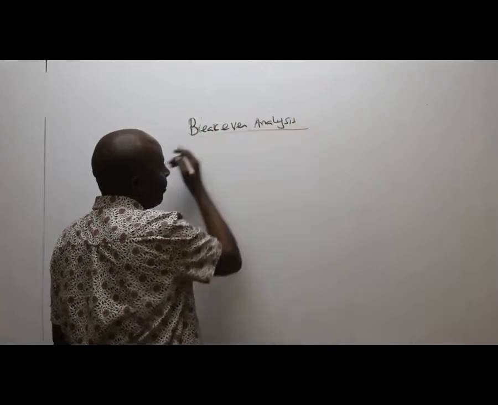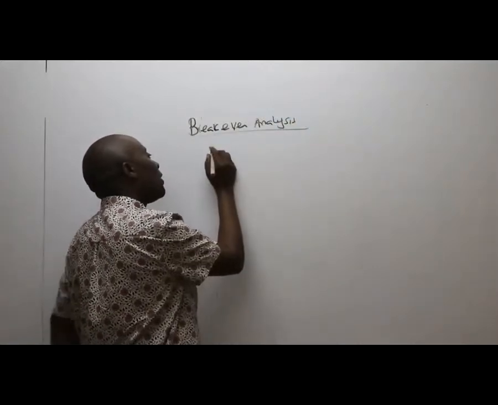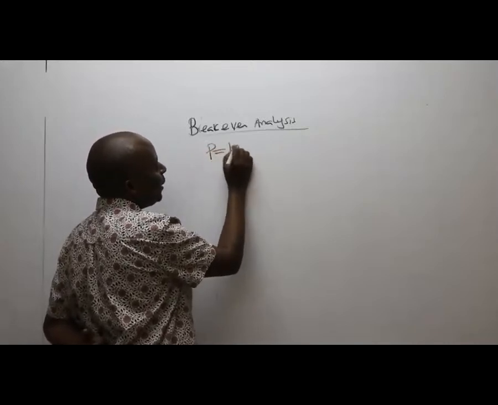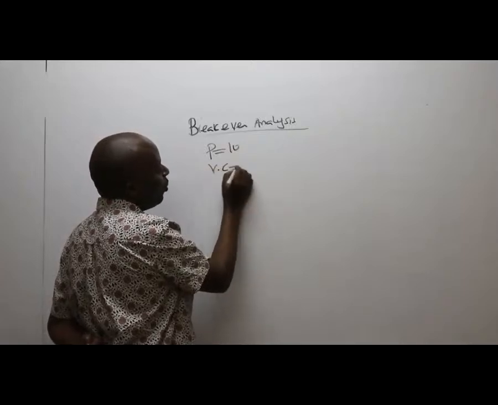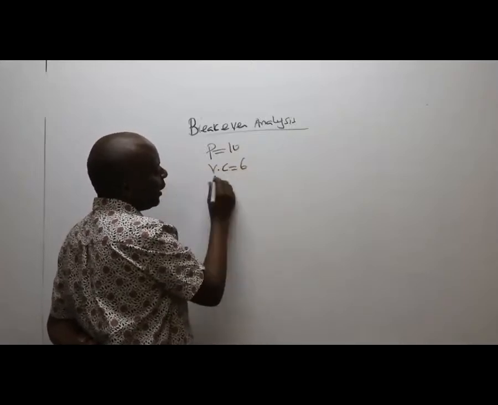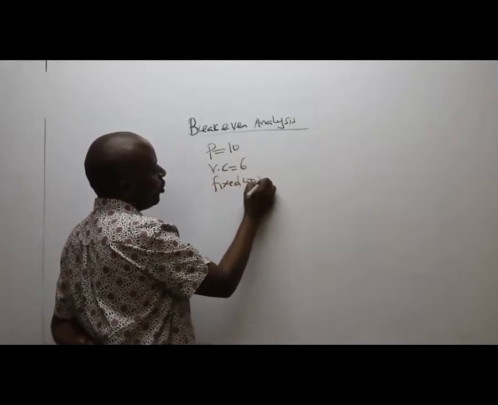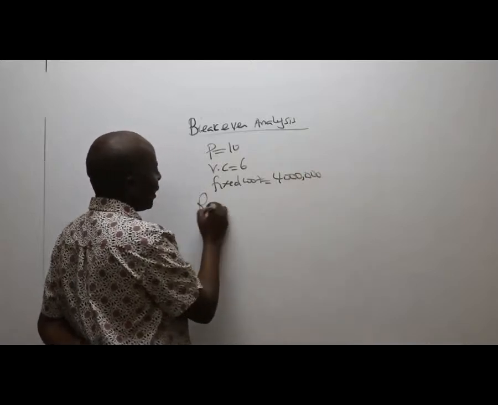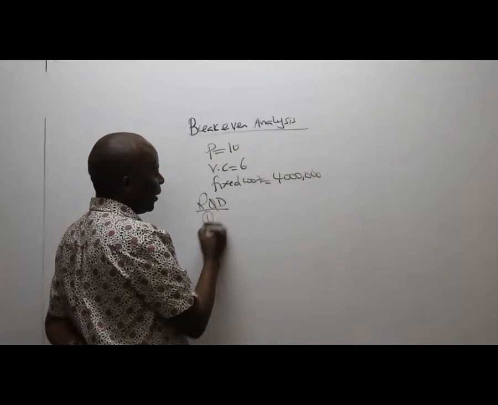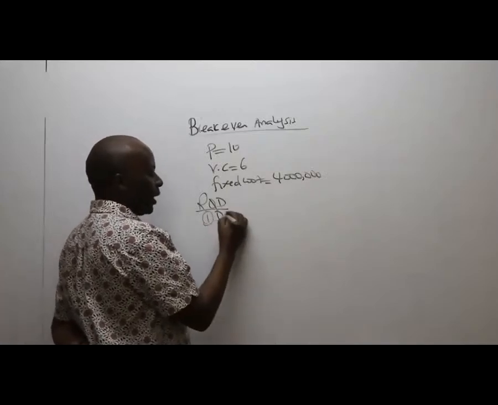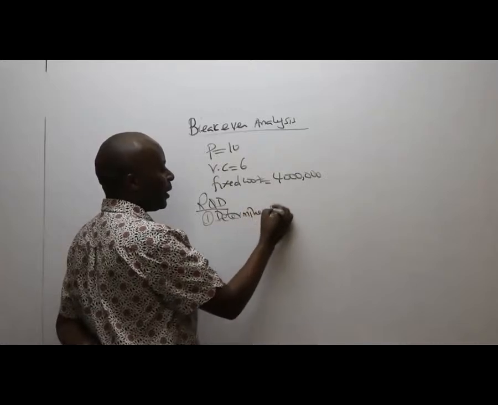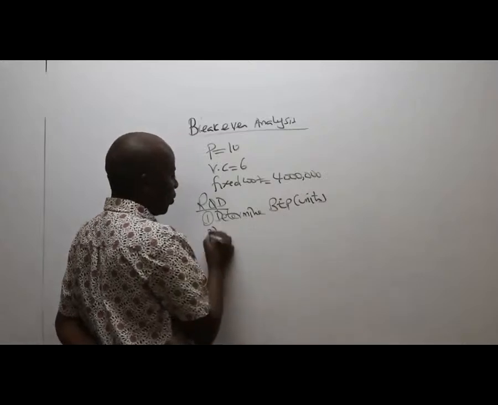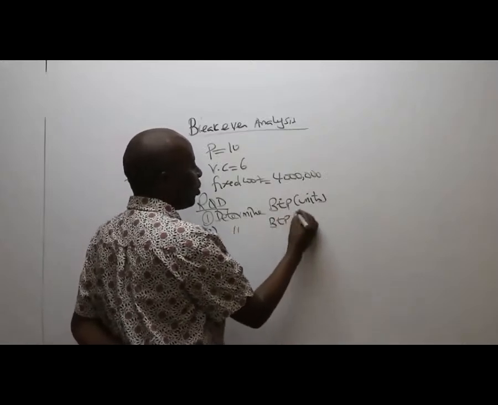I would want you to always think about this: if you go to an exam and find a question where they're giving you price of 10, variable cost of, for example, 6, and fixed cost of, say, 4 million, and then you are required, number 1, to determine the break-even point in units, and number 2, to determine the break-even point in shillings.